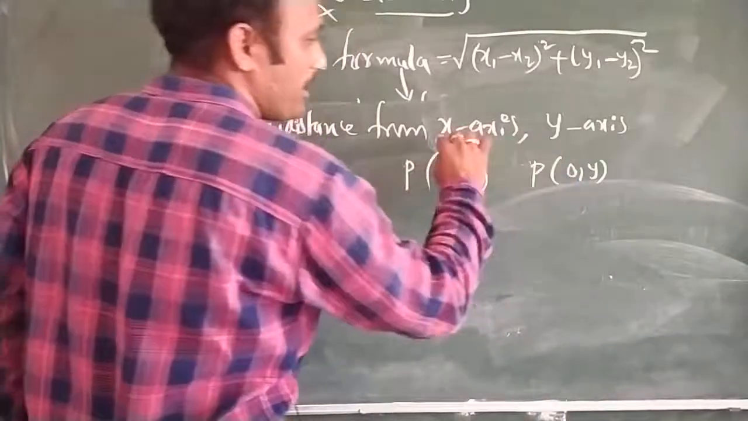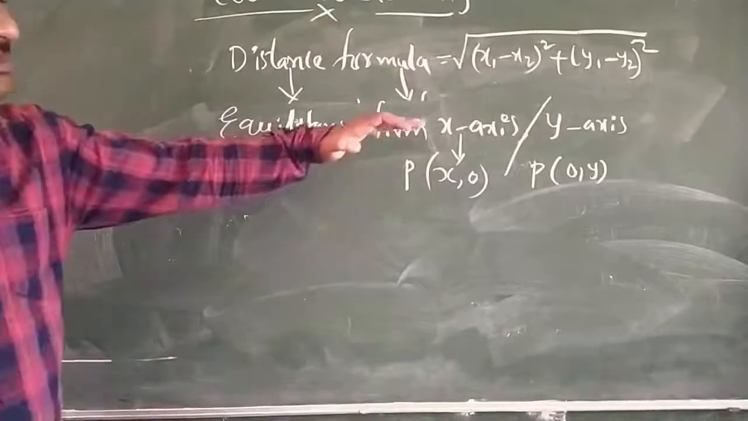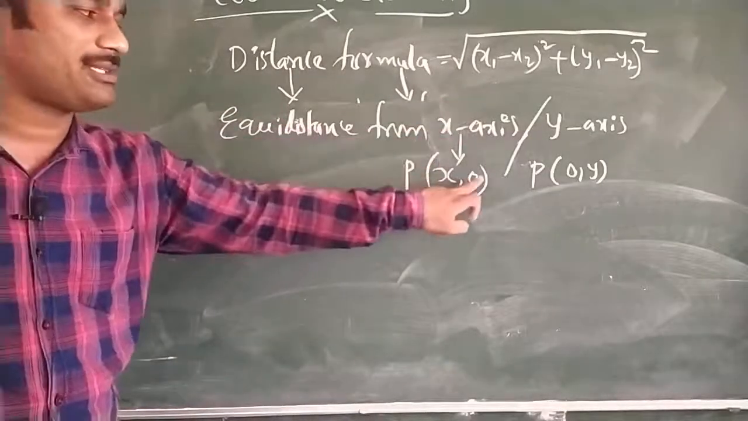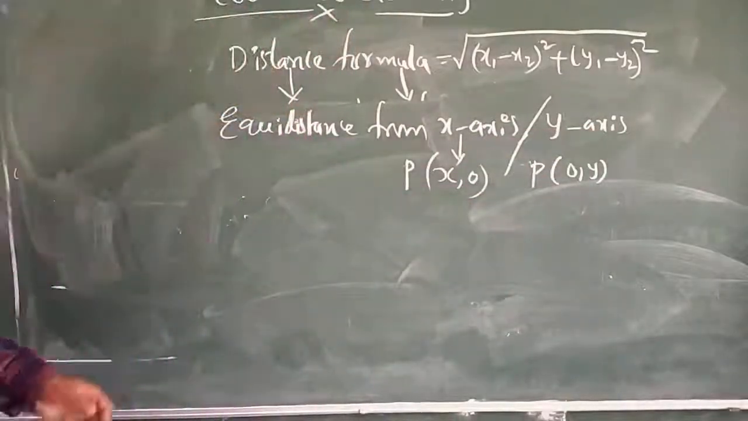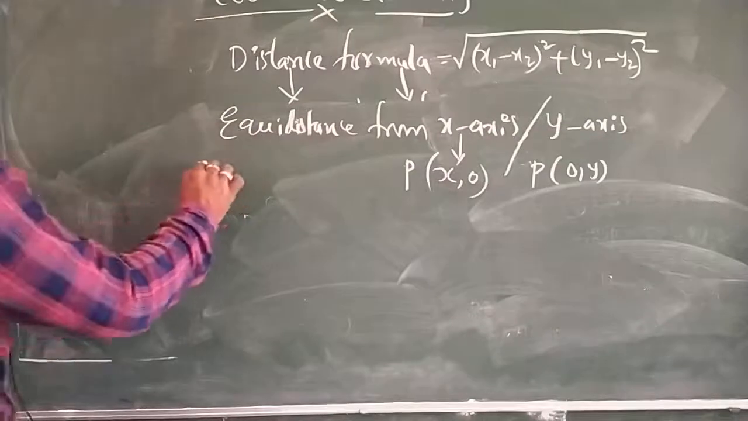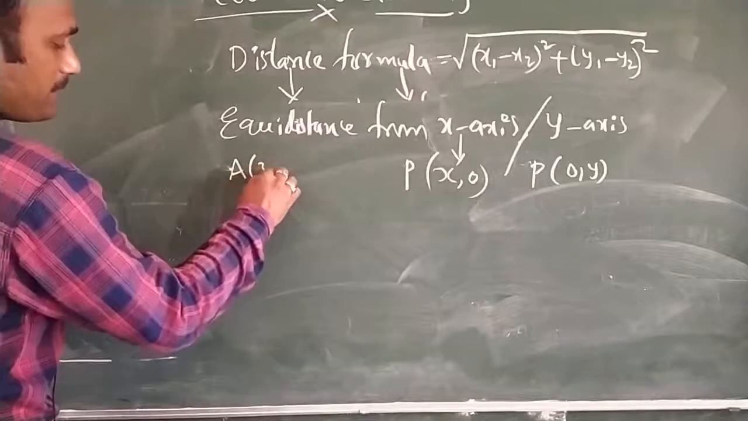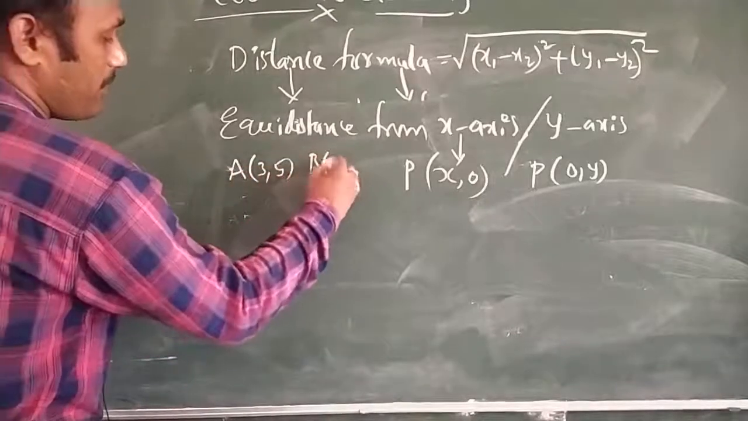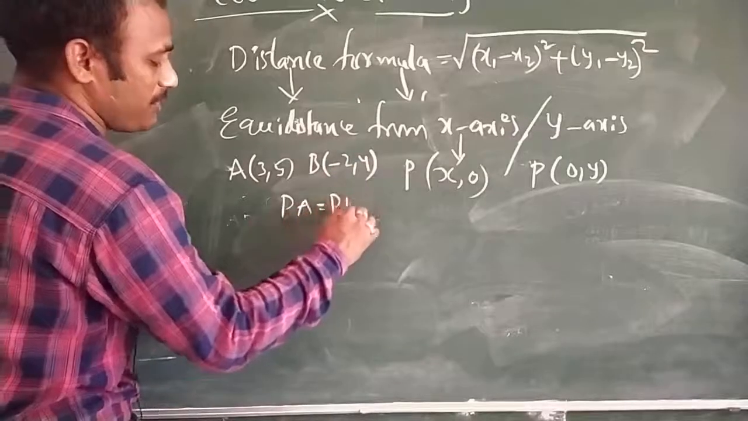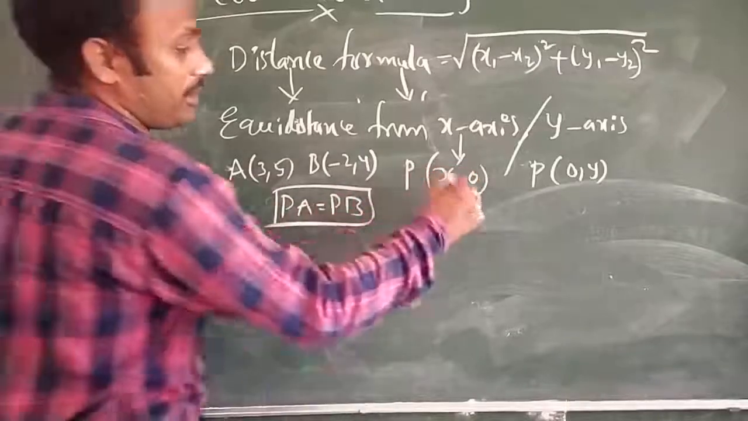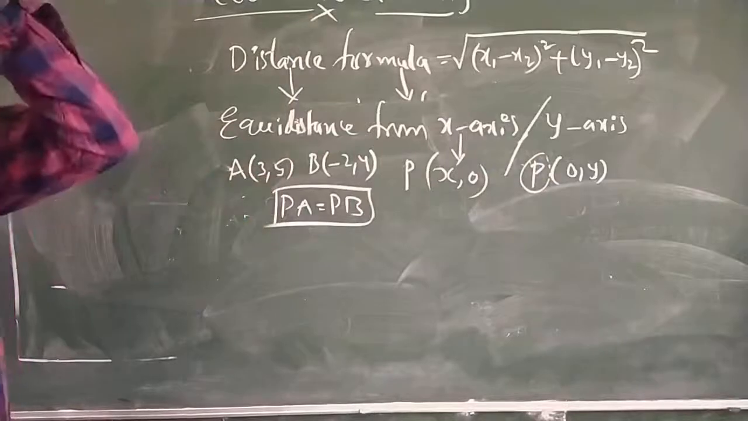In another question also, point P. He will give either the x-axis or y-axis in the examination. If he is saying x-axis, we have to think the point is x comma 0, and if he is saying y-axis equidistance, we have to think the point as 0 comma y. Equidistance means definitely he will give 2 points for us. So let A be the point 3 comma 5 and B be another point minus 2 comma 4. So we have to write PA is equal to PB. And here also the same concept, PA is equal to PB. After solving we will get the x value.